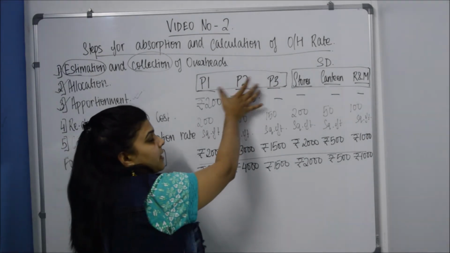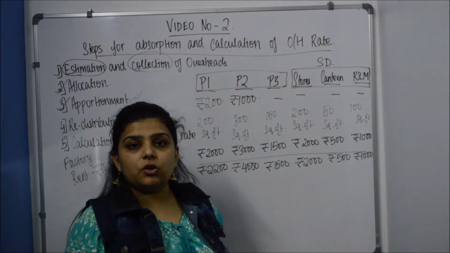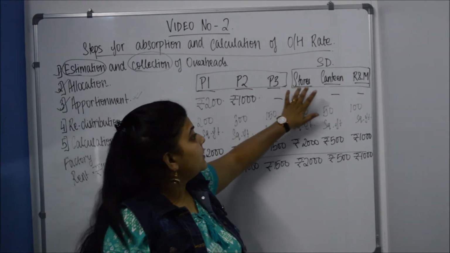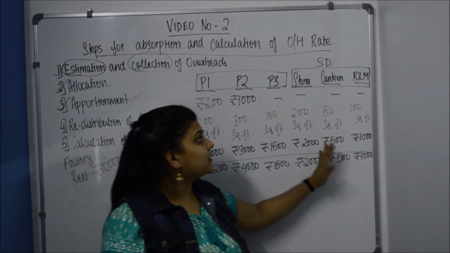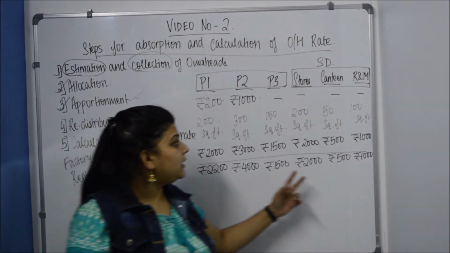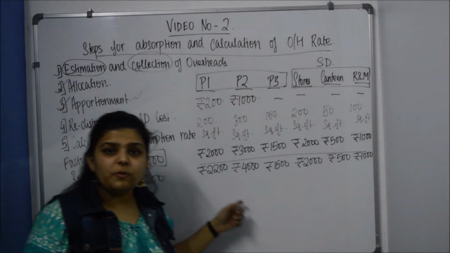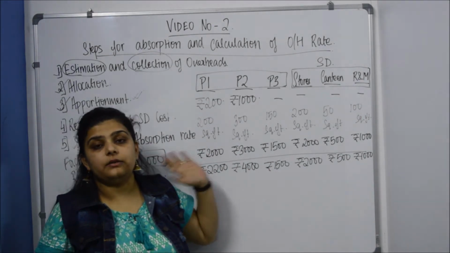P1, P2, P3 are making the products. These products will be sold and revenue will be generated. So these are the revenue generating departments. These departments are not generating any revenue. They are just providing the services to the production department. So do you agree this cost of 2,500 and 1,000 has to be shifted to P1, P2 and P3?